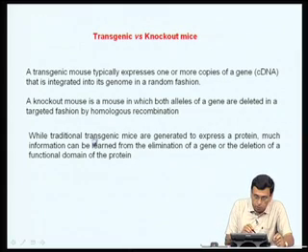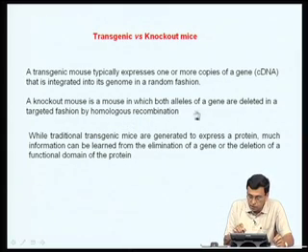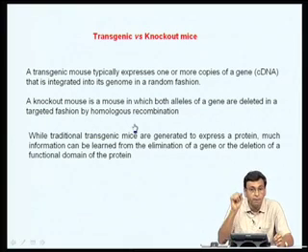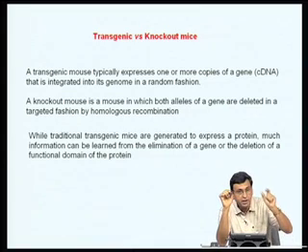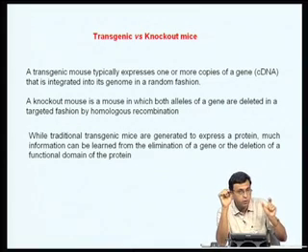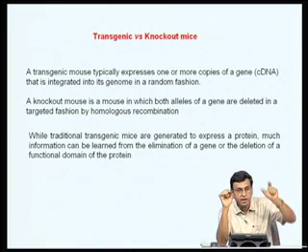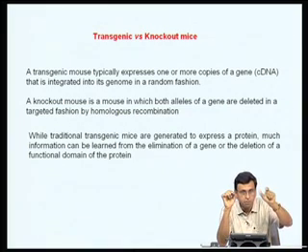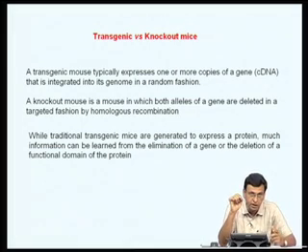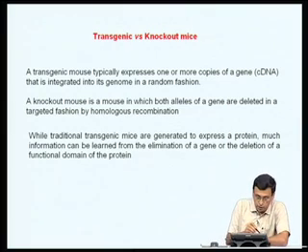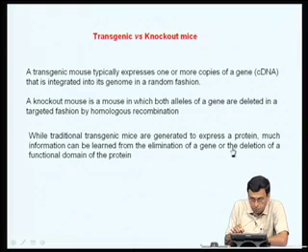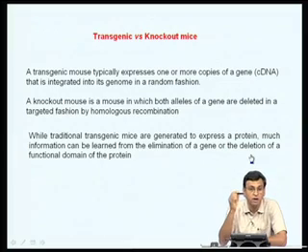Whereas in the case of a knockout mouse, both alleles of a gene are deleted in a targeted fashion by homologous recombination. So in the knockout mouse, since you have to knock out a specific gene, you have to target your transgene construct in such a way that it recombines with the gene present in the chromosome of the cells, so that genetic recombination takes place and this specifically knocks down the expression of that particular gene. While traditional transgenic mice are generated to express a protein, much information can be learned from the elimination of a gene or deletion of a functional domain of a protein.